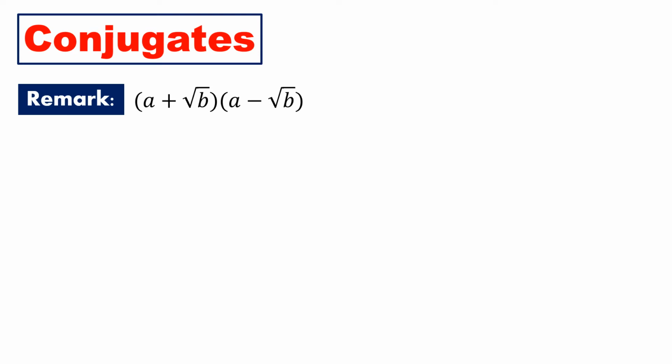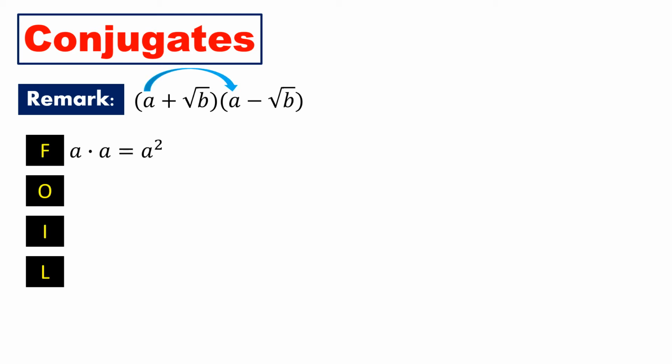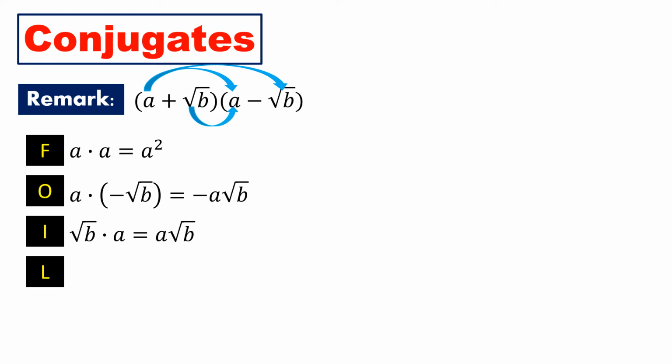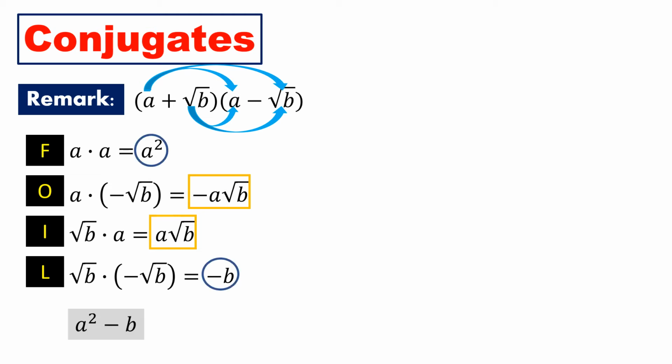We use FOIL method to multiply the two binomials. We multiply the first two terms, the outer two terms, the inner two terms, and the last two terms. The terms negative a square root of b and a square root of b cancel out each other. You're just left with a squared minus b. Remember, multiplying conjugates always causes the radicals to cancel out each other.